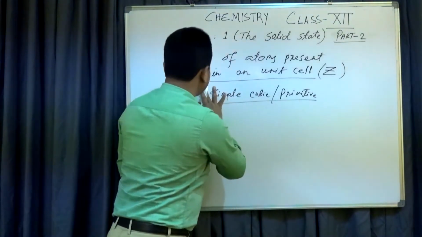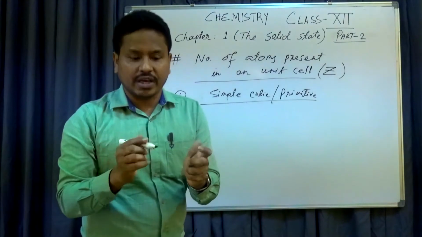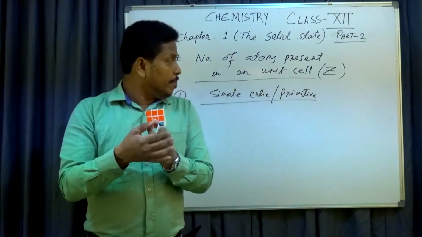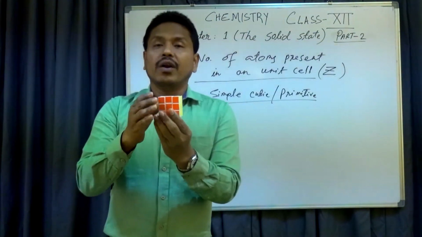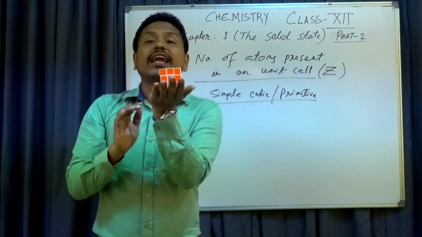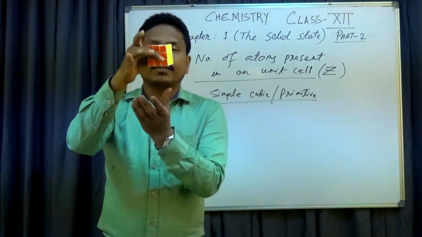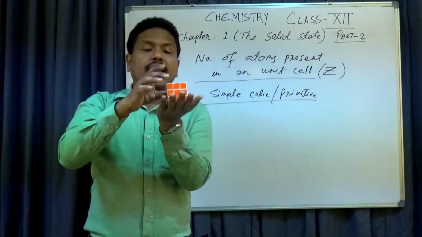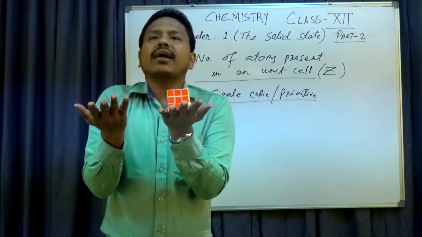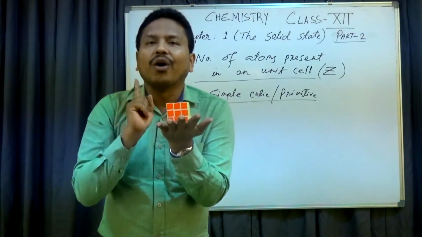Already I have discussed, in primitive or simple cubic, atoms are at the corners of the cube. Listen carefully. In a cube, how many corners? 8 corners: 1, 2, 3, 4, 5, 6, 7, 8. In a simple or primitive unit cell, atoms are at the 8 corners of the cube. So it seems that there are 8 atoms in one unit cell. Isn't it? But it is wrong.